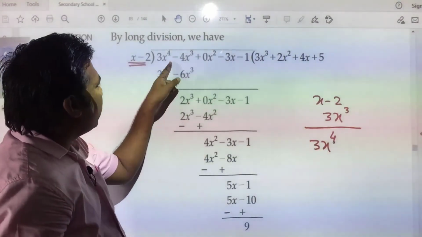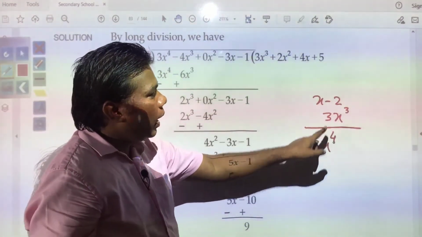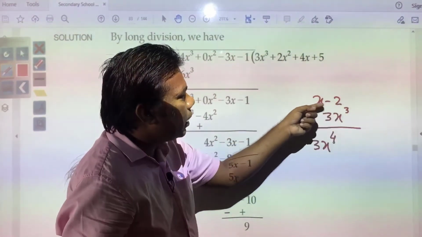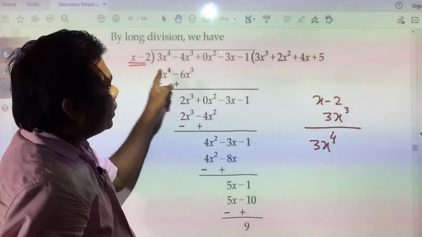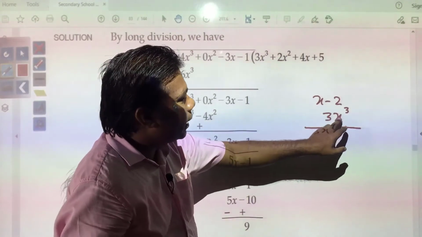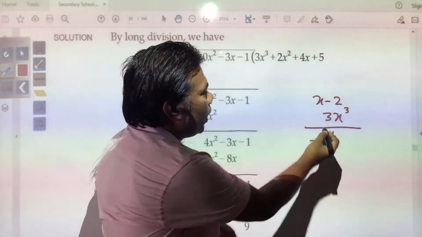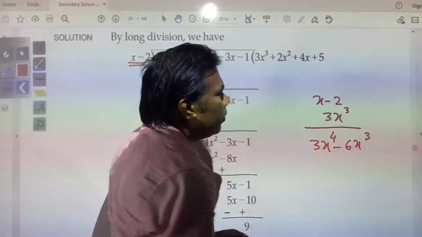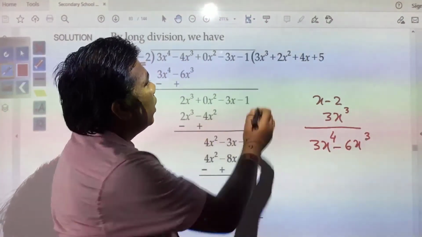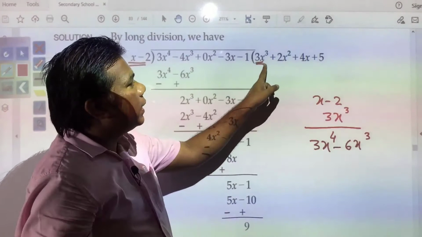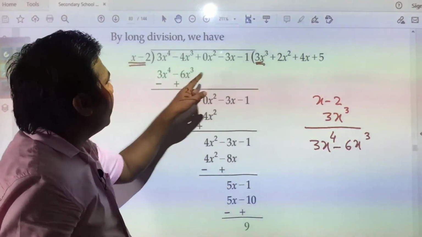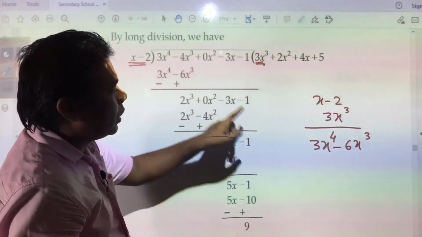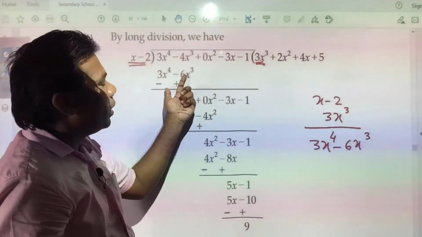So the first term we have got is 3x to the power 4, and then you multiply this term with x. In the same way, x minus 2 is your divisor, so you will multiply 3x cube with 2 also. So what will you get? 3 twos are 6x cube. So when your quotient is 3x cube, you will have the product 3x to the power 4 minus 6x cube. The same thing has been written over here.